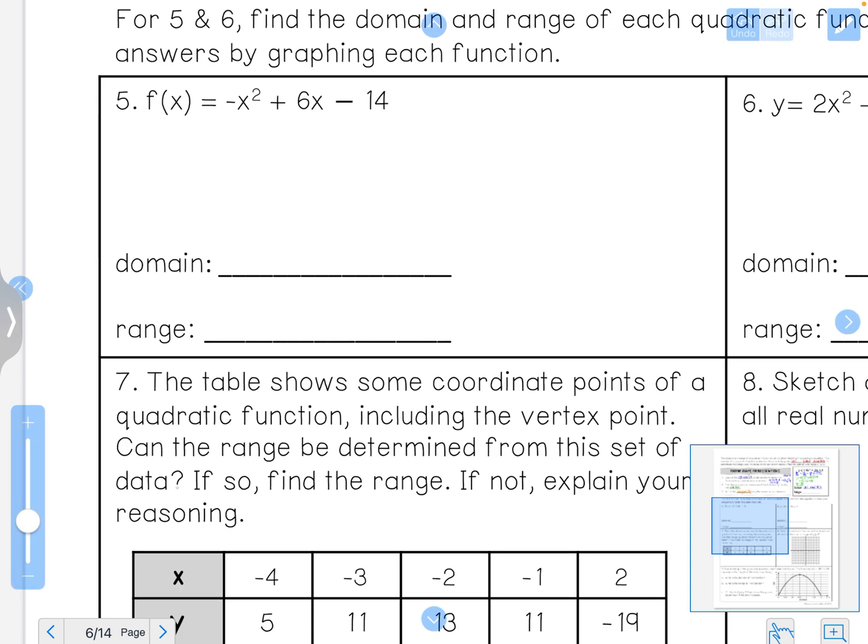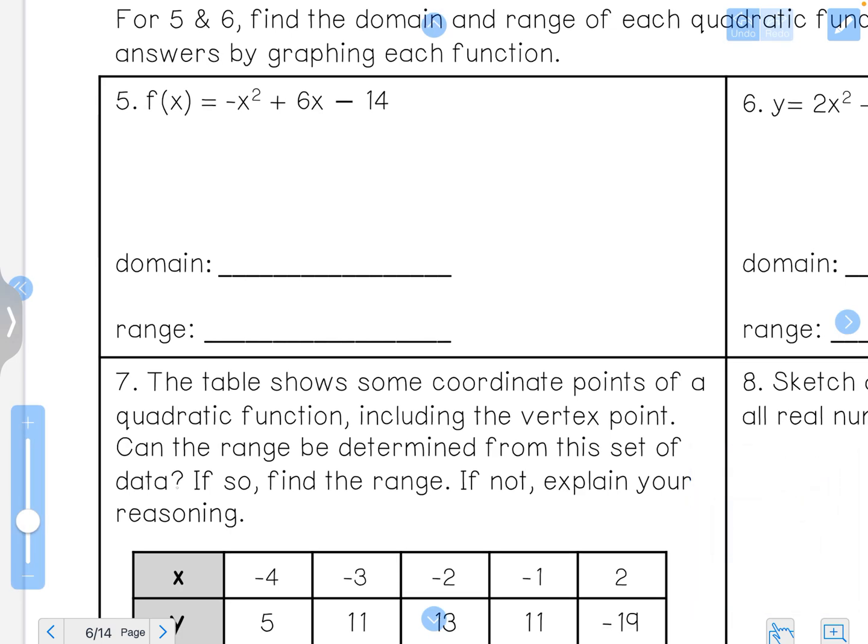So I want you to find the domain and range of this one. So go ahead and hit pause, work it on your own. Your range should be y is less than or equal to negative 5. And again, we see that negative 1, which tells us that it should have been a frowny face, which tells us it's less than or equal to.